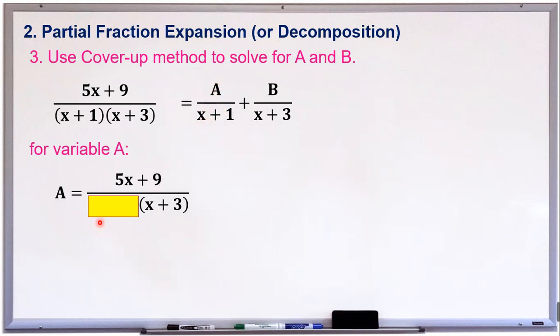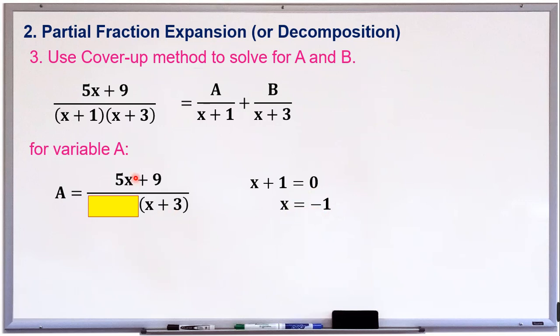And then, of course, since we want to know the value of a, we're going to assign a value to our x here. So where can we find the value of x? We're going to find it by equating the factor that we have just covered, that is x plus 1, to 0. So solving for x, that is negative 1. So we're going to substitute this value in our expression here.